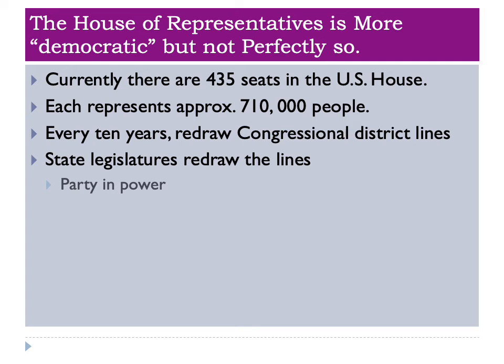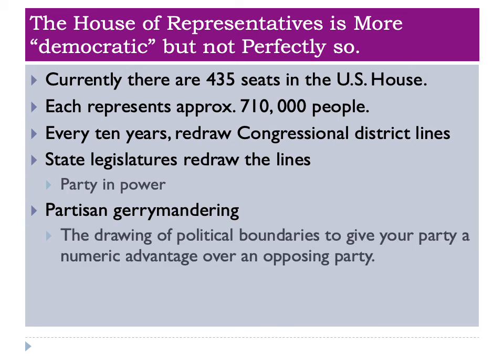However, politics plays a role in that, and whichever party has the majority within the state legislature is going to redraw those lines in a way that benefits their party. And Democrats do it just like Republicans do it. Whichever party has control in the state legislature is going to redraw lines in a way to favor them. And that's what's known as partisan gerrymandering. You're going to be learning about this in the textbook.